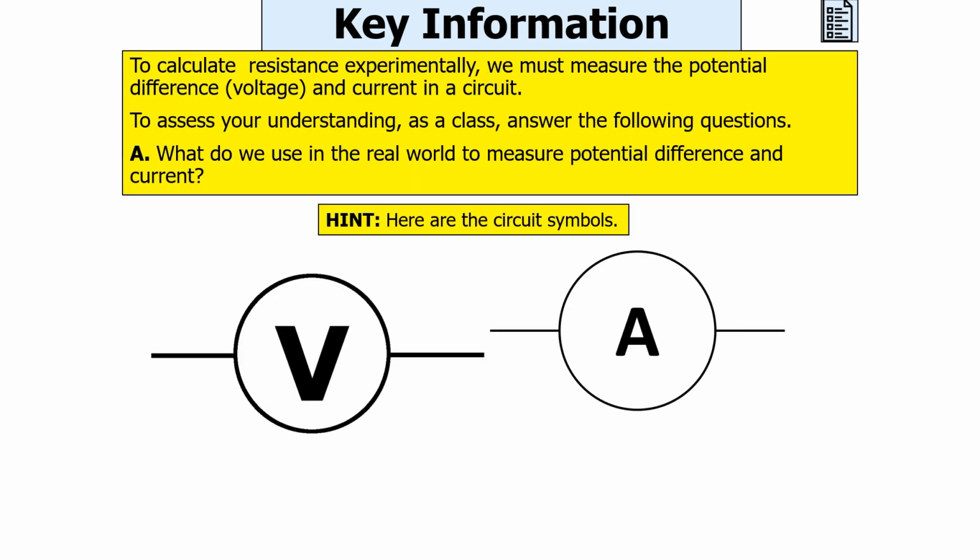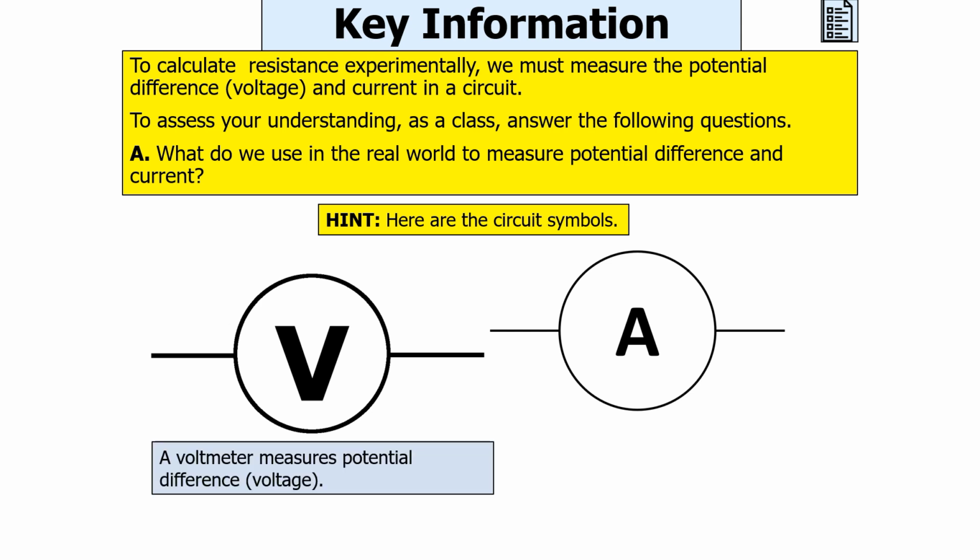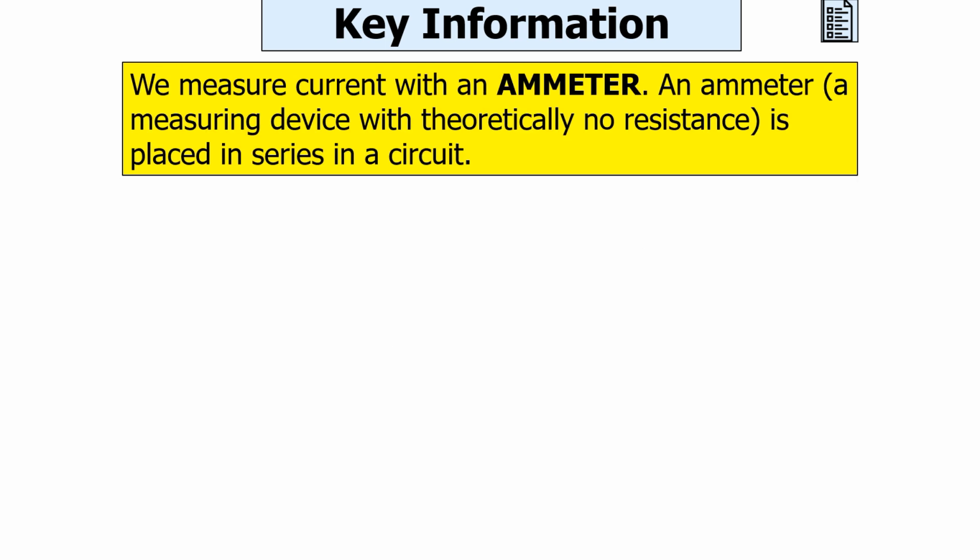Now, what do we use to measure potential difference and current in these circuits? Well, a voltmeter measures the potential difference or the voltage, whilst the ammeter measures the current. So we measure current with an ammeter. An ammeter is a measuring device with theoretically no resistance and is placed in series in a circuit.